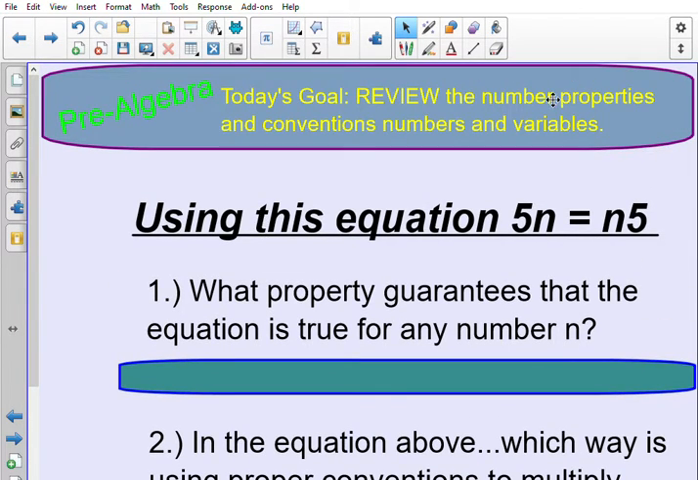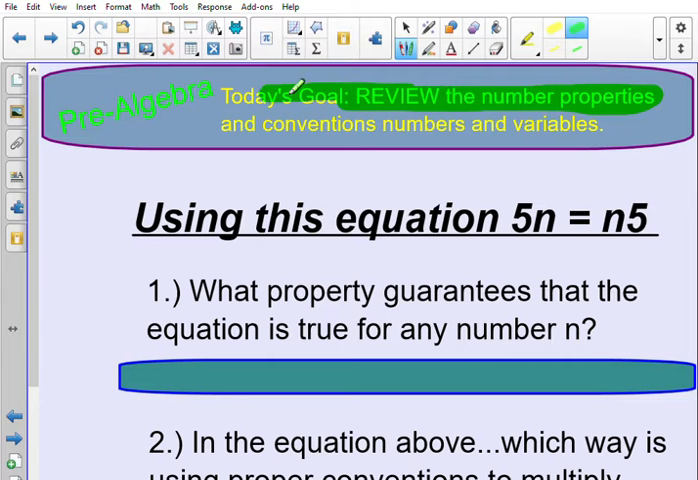Again, we're reviewing our properties. We are also reviewing our conventions. It's a review. We should know these things. If you do not know these things, then I suggest that you take some notes. You will be accountable for this. So reviewing. Here is our reviewing.